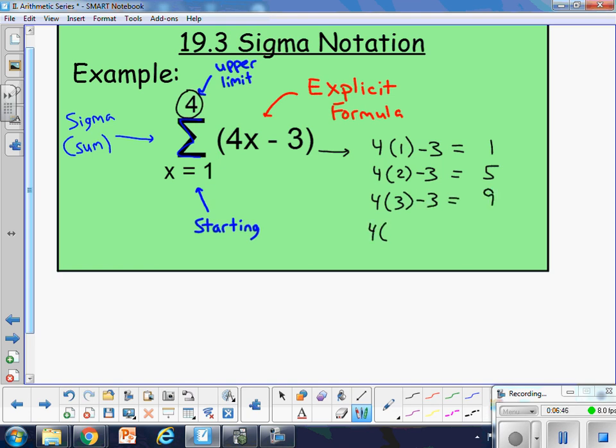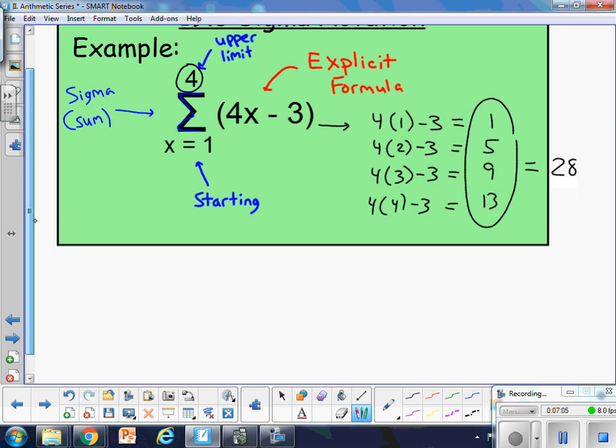And then we plug in the upper limit, which was 4. That's where we're going to stop. So 16 minus 3 would be 13. And then the sigma part just means add all of those up. So we would get a final sum. This thing would equal 28. Okay, it always has a numerical value. So that's really what's going on.